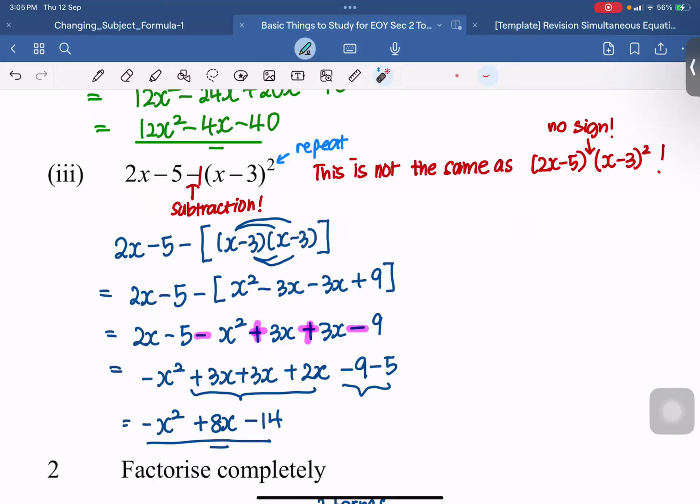After that, we rearrange x squared, then all the x terms, and then the numbers. So all the x terms, 3x and 2x, add together give you 8x. Then the last numbers, negative 9, negative 5. Some students will put negative 4, which is not correct. Please use your calculator to check. Negative 9 minus 5 is negative 14.